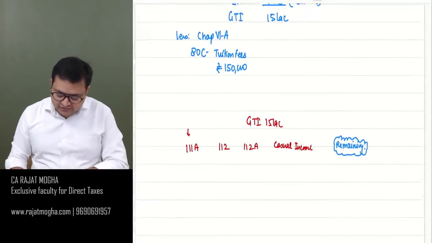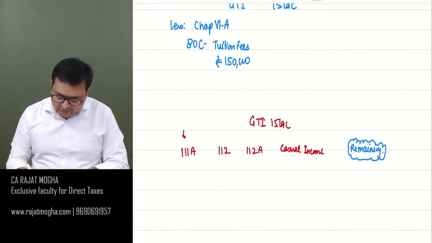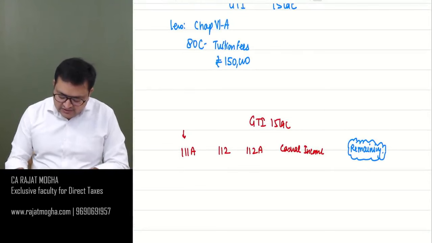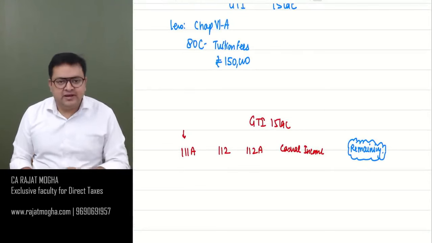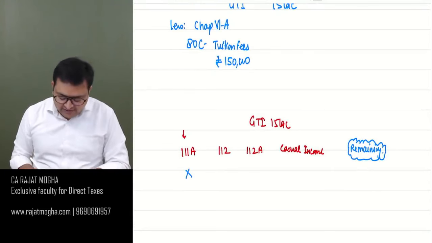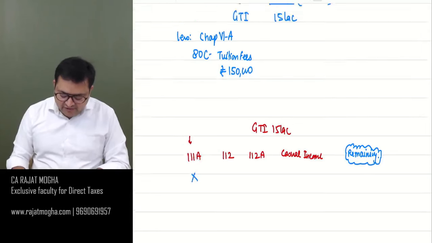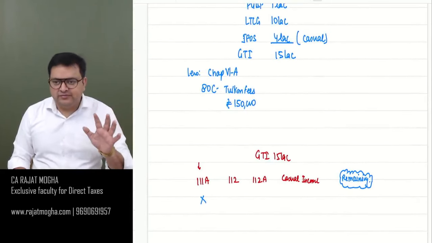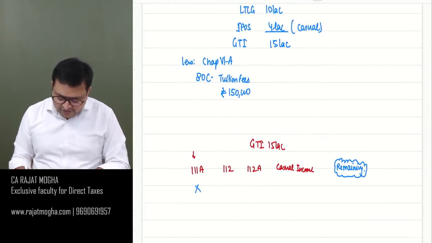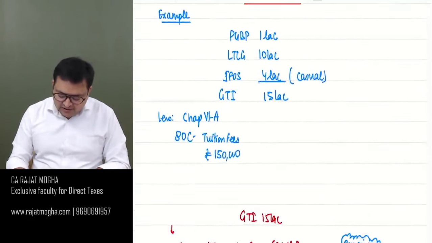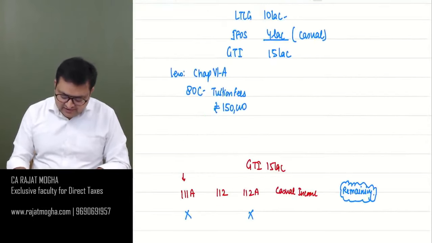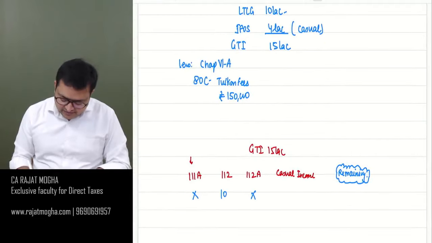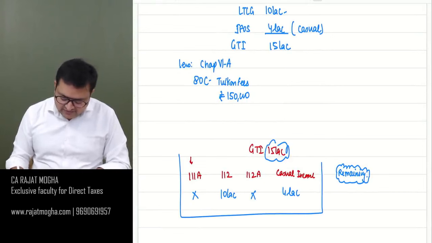So if in this question we find that out of 15 lakh, do we have 111A short-term capital gain on equity shares? No, we don't have short-term capital gain. Do we have 112? 112 is all other long-term except equity shares. So 112A we don't have, but long-term gain we have 10 lakh. Casual income we have 4 lakh. So tell me out of 15 lakh, how much is your special income?